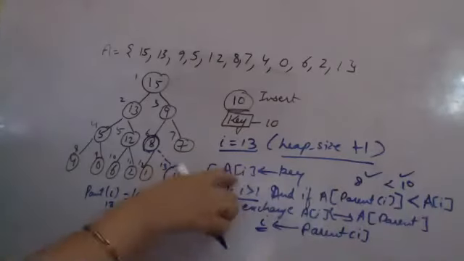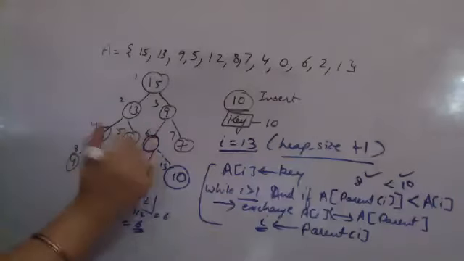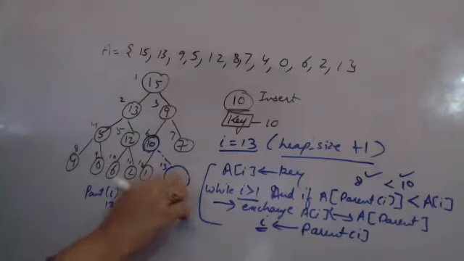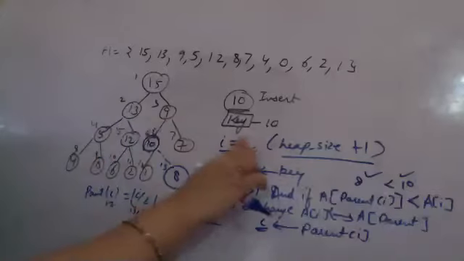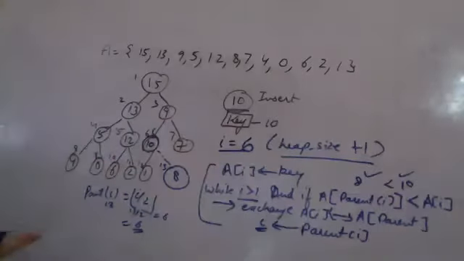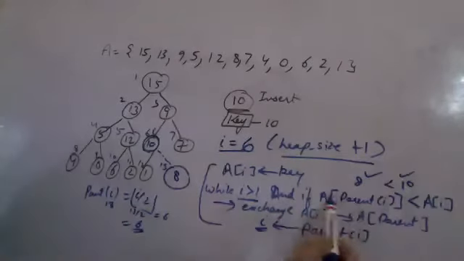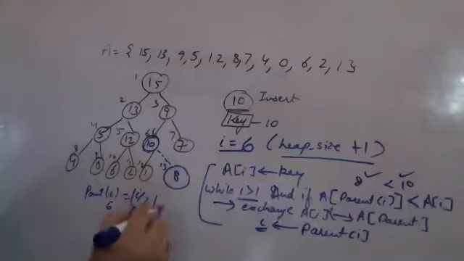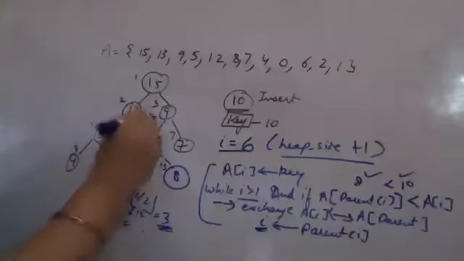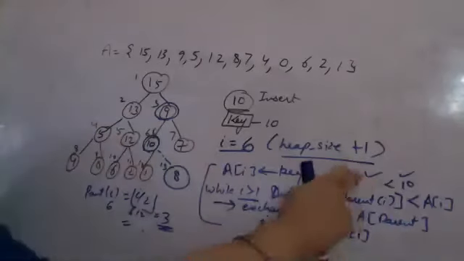Continue with the loop. i is still greater than 1. Exchange 8 and 10 because parent has to be greater. So you exchange the positions here. And now move i to the parent of i, so i, instead of 13, now becomes 6 in the next iteration of the loop. Again check i is still greater than 1. Now what will be the parent of 6? I will have to do 6 by 2, so that parent of 10 I am checking. Parent of 10 is at the third location. So check if the parent, 9, is less than 10, then again do the swap.